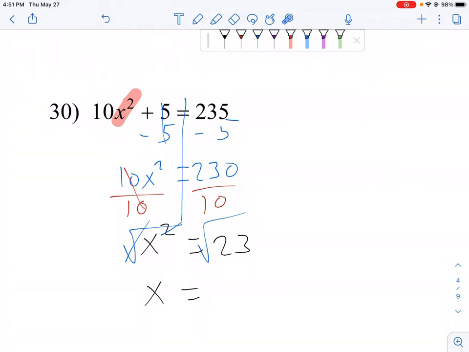Now 23 is not a perfect square, so we can't take the square root of it. So we're going to just leave it as square root 23. And we say plus or minus because when we're taking square roots in an equation, there's a positive value or a negative value. So this would be our answer here.